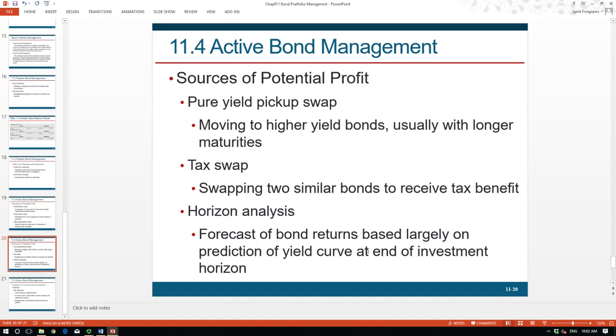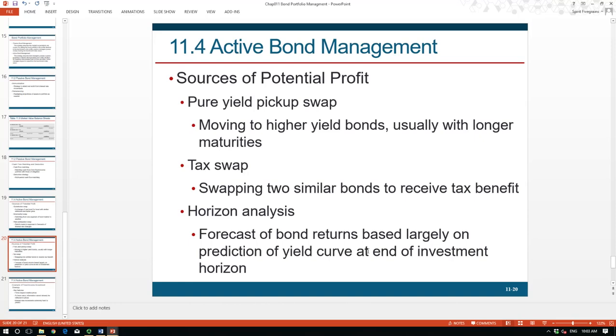And a very useful tool that bond portfolio managers utilize to forecast future bond price change is so-called horizontal analysis. Horizontal analysis simply looks at bond price changes based on a certain amount of interest rate change. Right? So essentially, you want to calculate your future bond return based on your forecasted interest rate change.